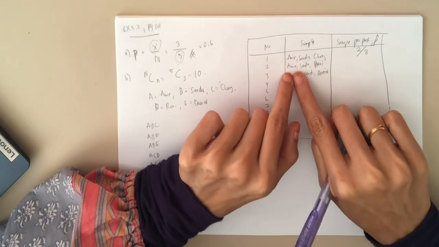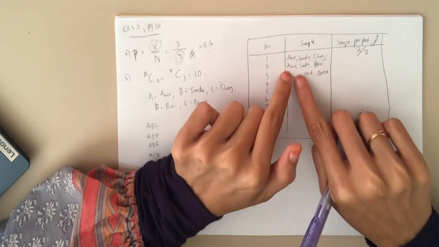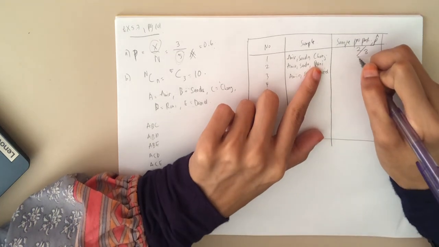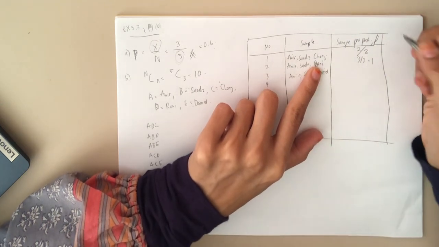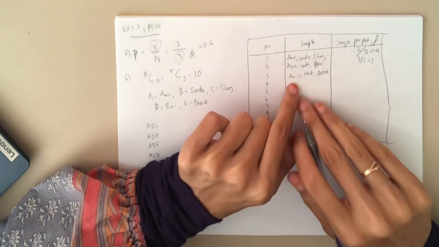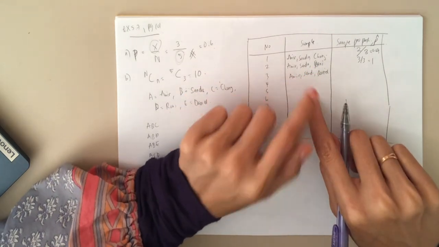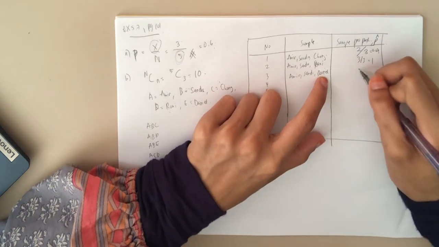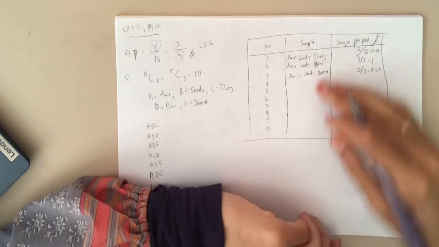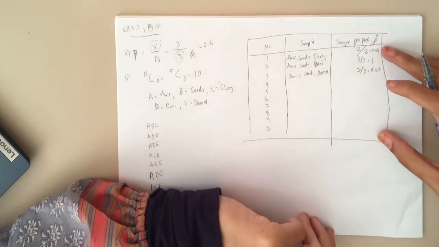We do it for the second sample. We have Amir, Sandra, who are part-time. How about Rani? Yes, Rani also is part-time. So 3/3, equal to 1. You may change it to decimal. And the third one, Amir, Sandra, Daniel. Amir and Sandra are part-time. Daniel is not part-time, he's full-time. So this is how we find the sample proportion.